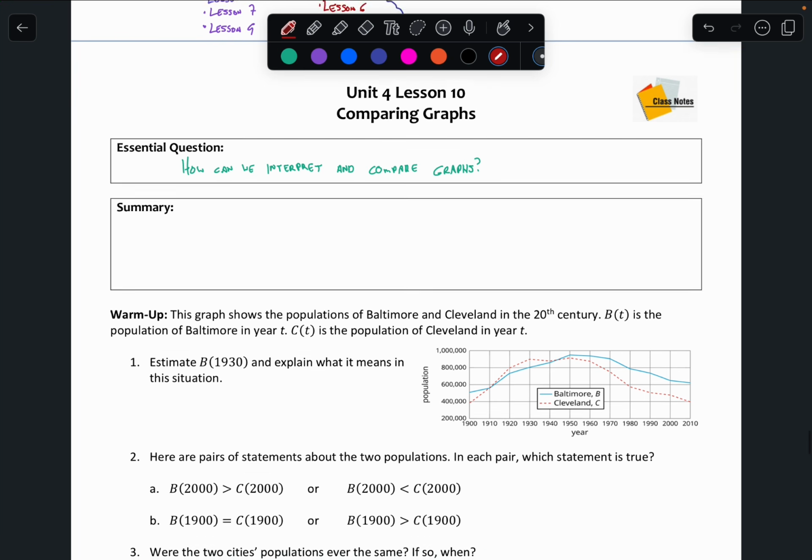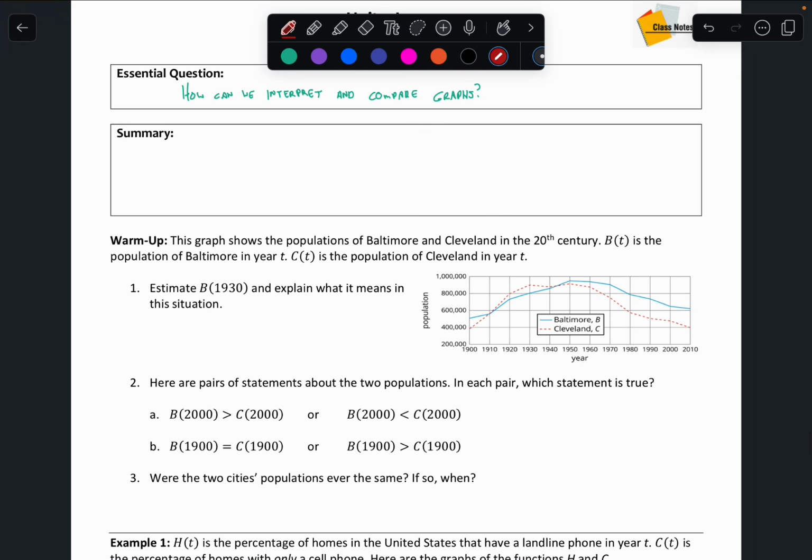All right, so this warm-up shows the populations of both Baltimore and Cleveland throughout the 20th century. B of T is the population of Baltimore, so that's our solid blue there, and C of T is the population of Cleveland. That is represented by the red dashed.